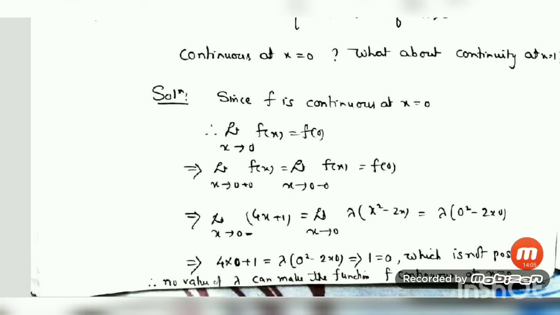It's not possible. That arises because we assumed the function is continuous at the point x equal to 0. What does it mean? For no value of lambda is the function continuous at the point x equal to 0. This is the solution. Now let us go to the point x equal to 1.